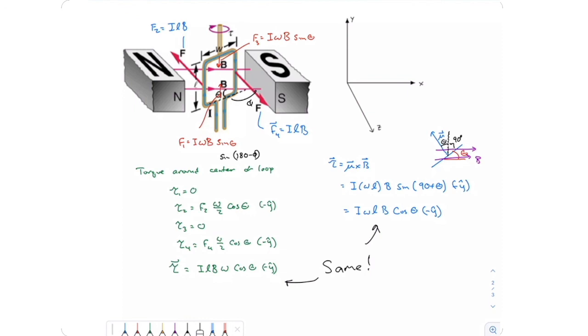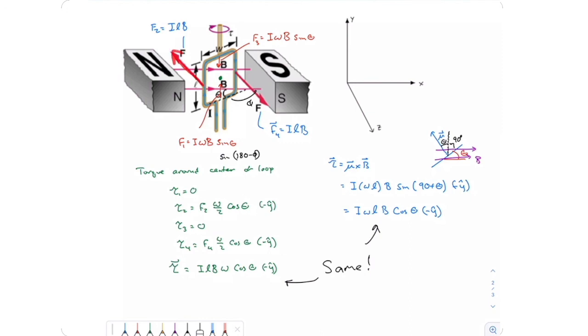And now I can calculate the torque that each exerts. So we have to pick a point to calculate the torques around, and this time I chose the center of the loop. There are other points you could choose. But if I do that, force 1 and force 3 don't exert any torque because they act through the center of the loop. So they produce no torque. Force 2 over here on the left side of the wire, because it's acting at a distance from my axis, is going to produce a torque.